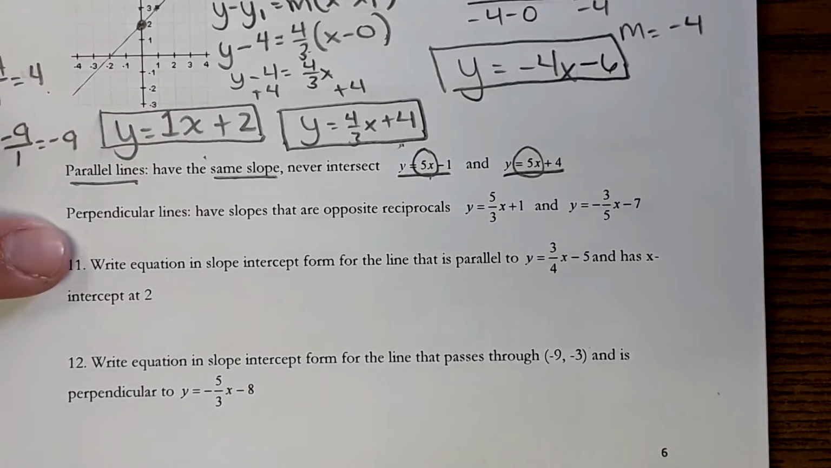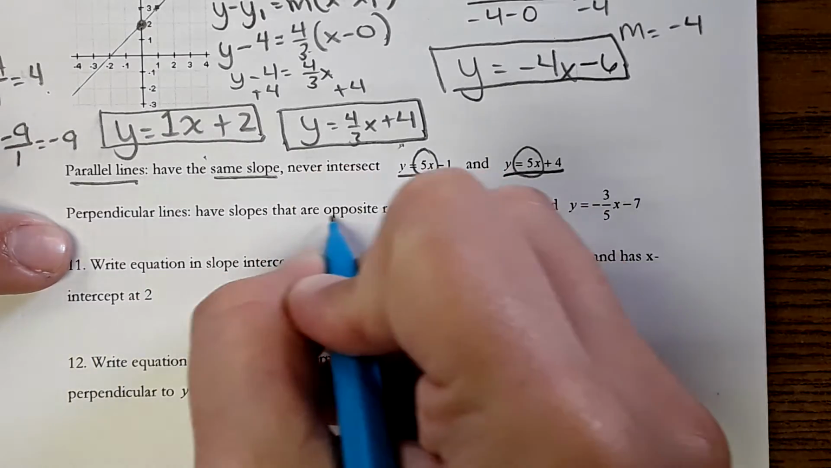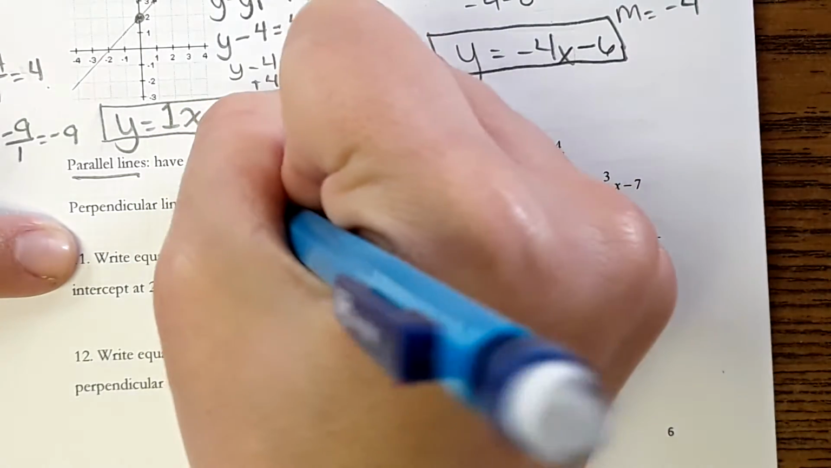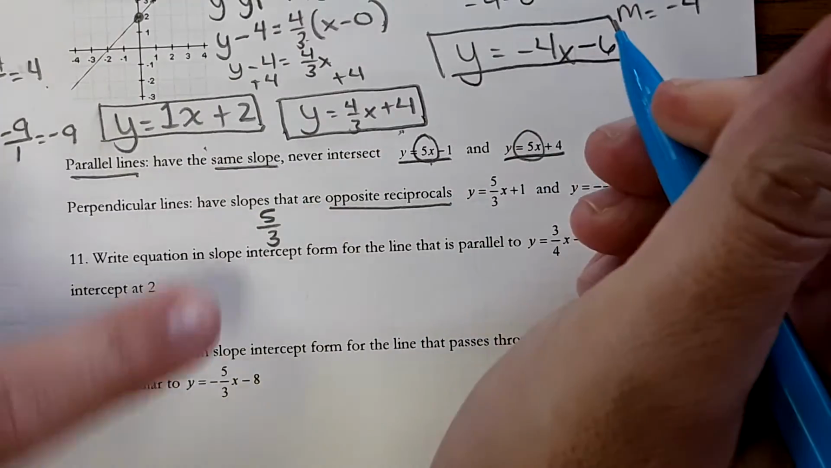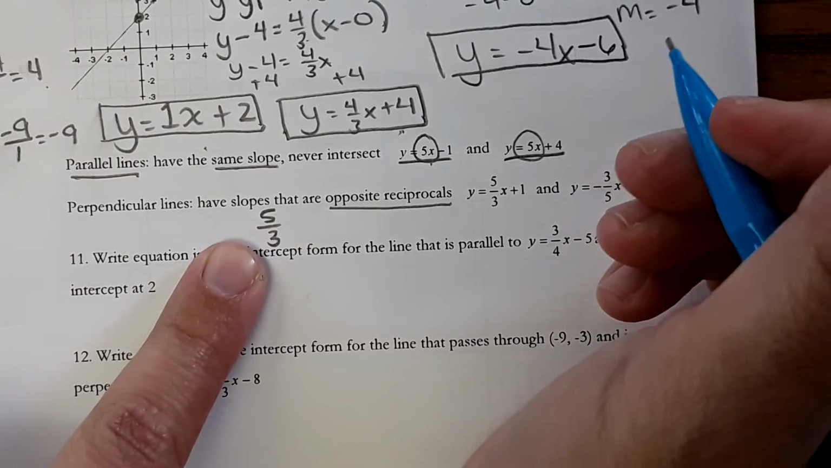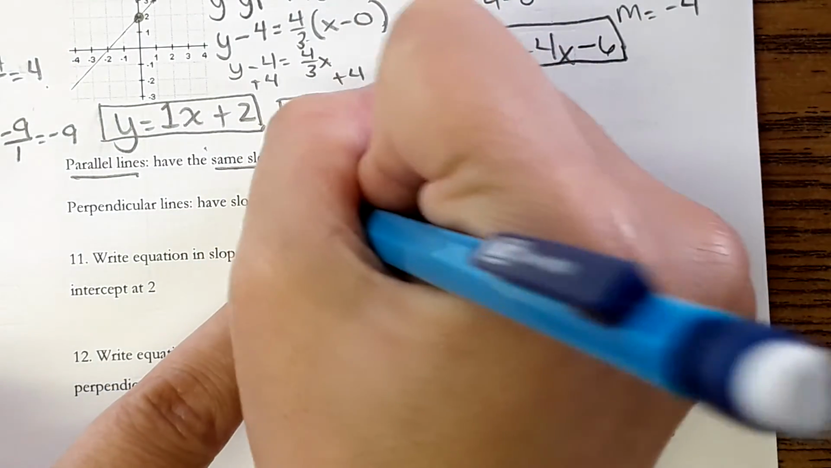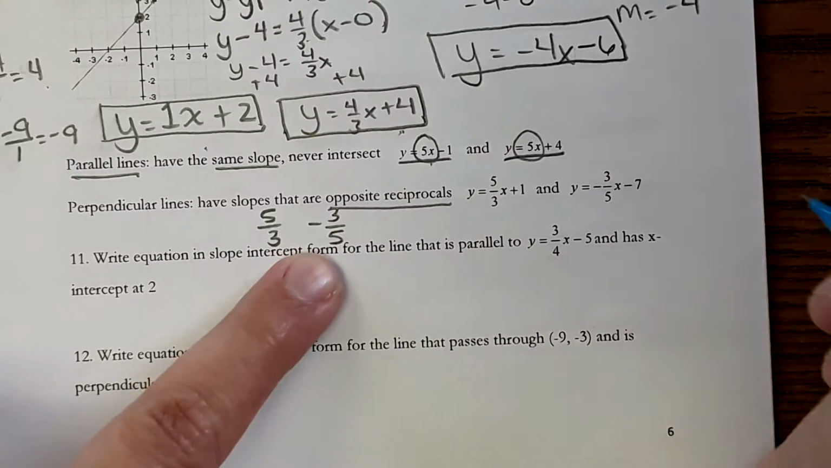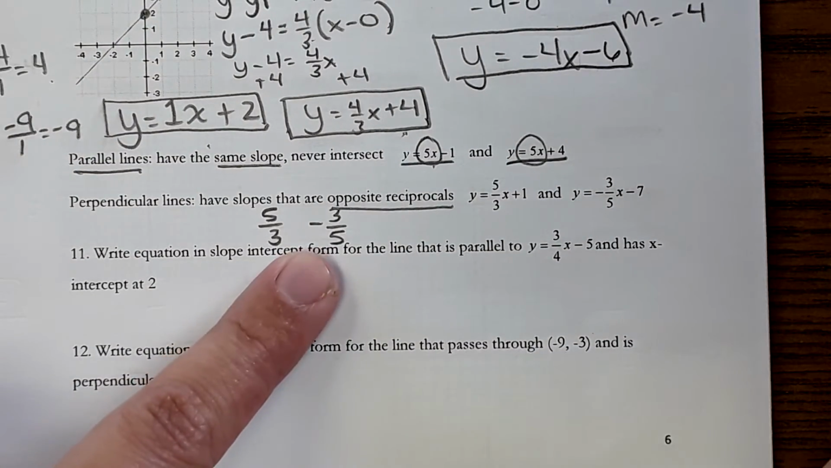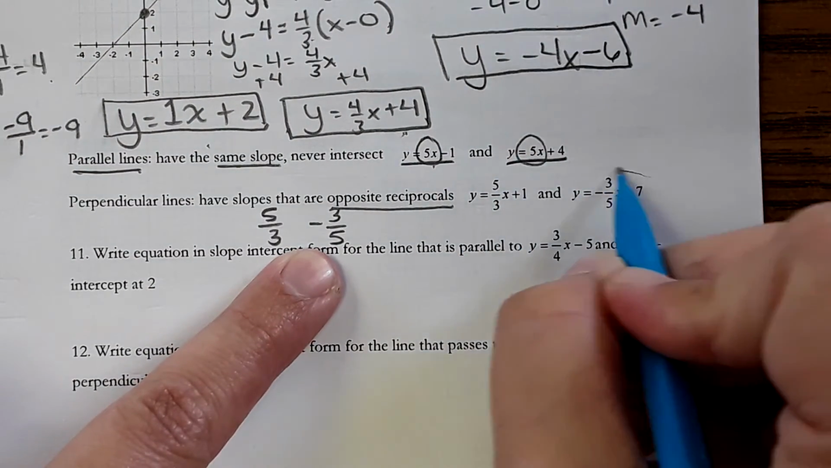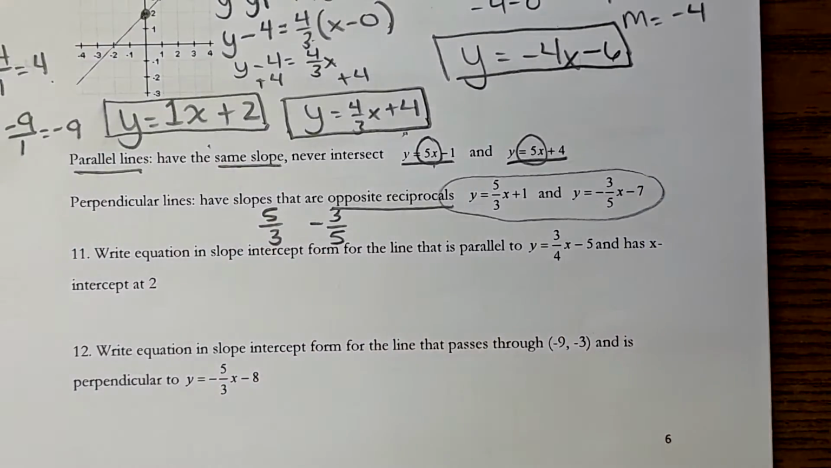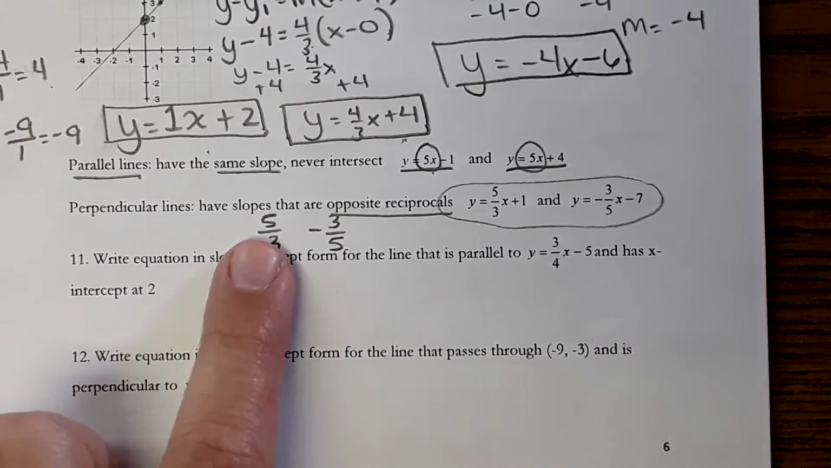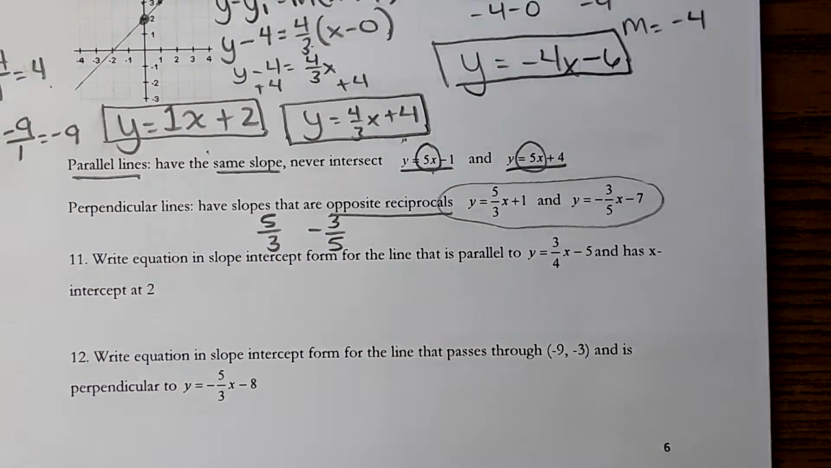Perpendicular lines have slopes that are opposite reciprocals. So if I have a slope of 5/3, a line that is perpendicular to that would have the negative reciprocal of negative 3/5. And it shows that in these two equations here. So opposite means opposite sign. If it's positive, it turns negative. If it's negative, it turns positive.